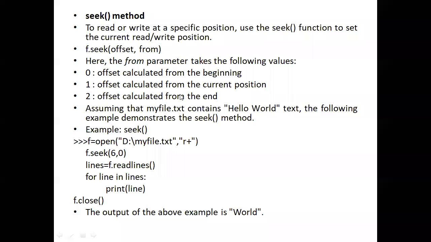The position is calculated in bytes, the number of bytes. Each character indicates 1 byte, so you can go to whichever character you are supposed to go. Here in this example, it contains hello world. In my file.txt, opened with r plus, you can apply f.seek(6, 0), which means the file pointer will be moved to the sixth byte. From there it is reading, so we get the output called world.